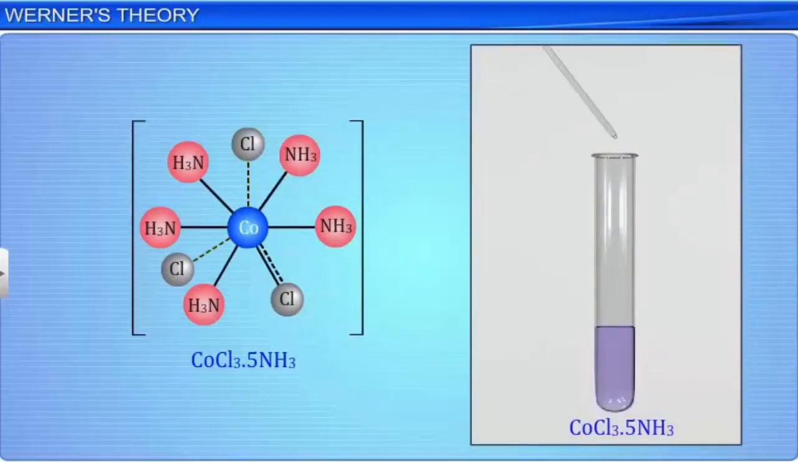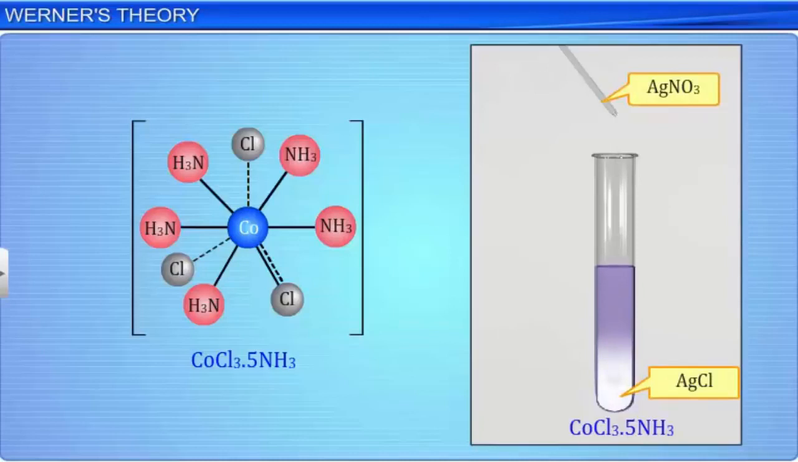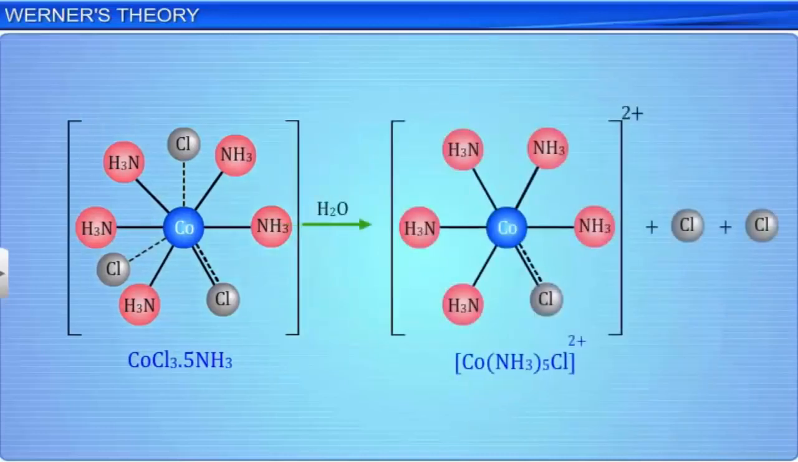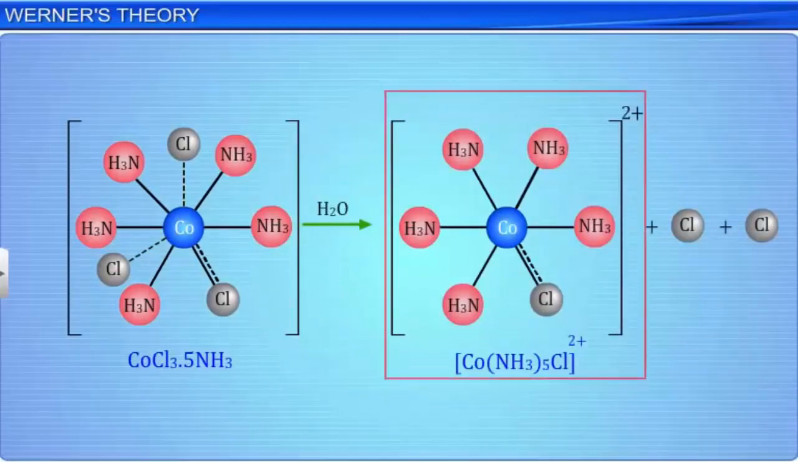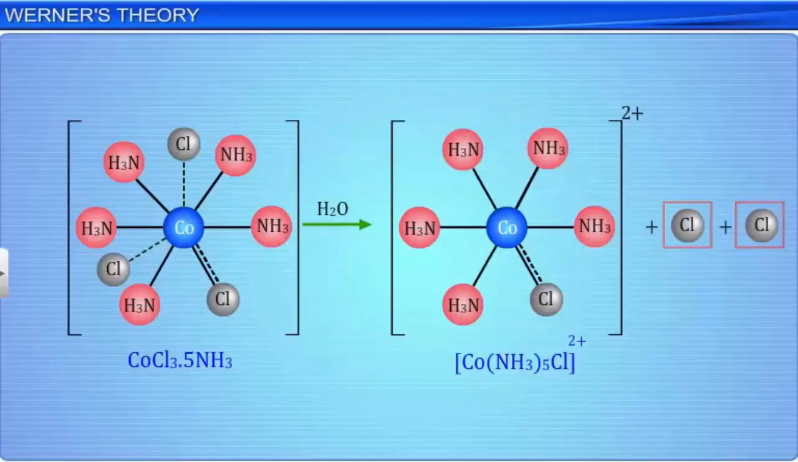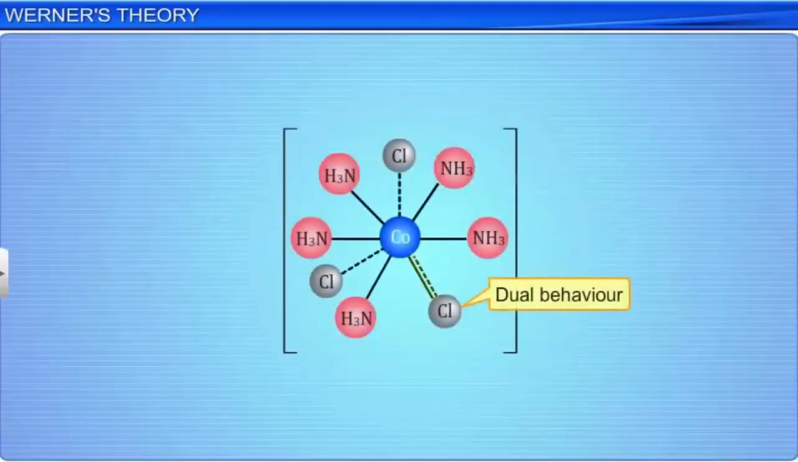On ionization, this complex will give 3 ions: 1 [Co(NH3)5Cl]2+ ion and 2 chloride ions. As can be seen from its structure, one chloride ion, which is playing a dual role, is shown by a thick as well as a dotted line.